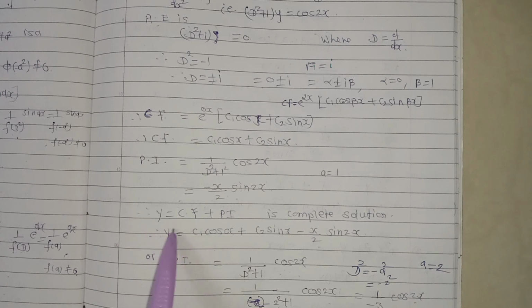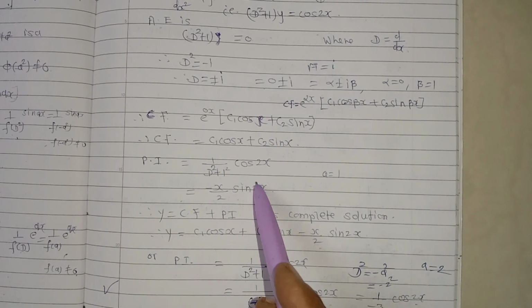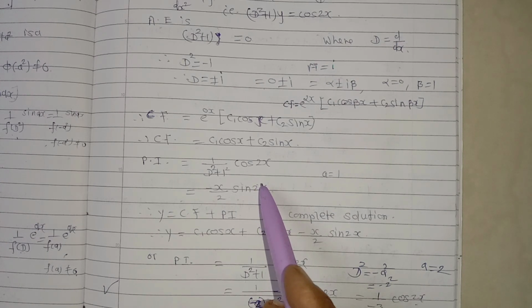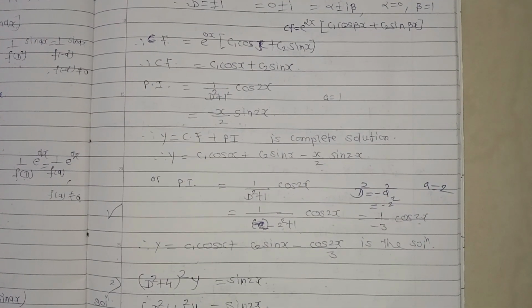So we get solution as y equal to CF plus PI, that is c1 cos of 2x plus c2 sin of 2x minus cos of 2x by 3 is the solution of given equation. Mostly we use this method. If there is any problem, then we can use this formula also. After getting this solution, now we consider second example.